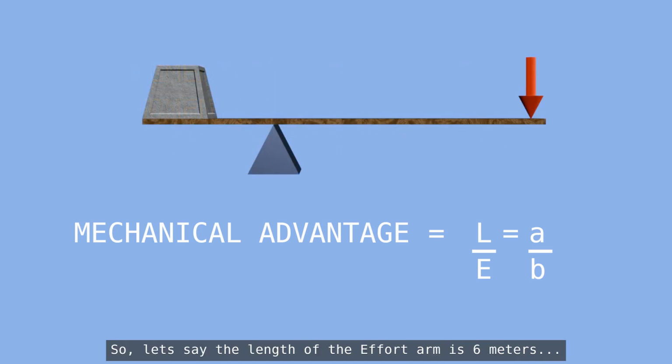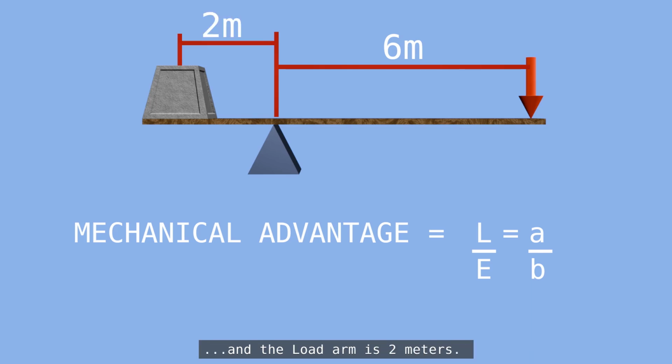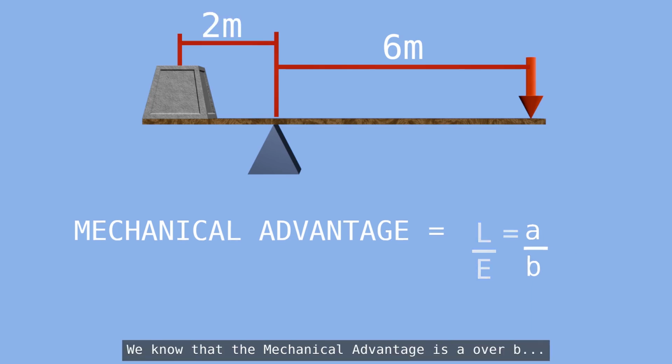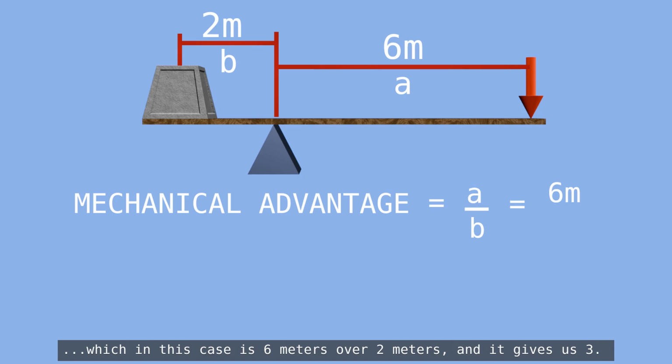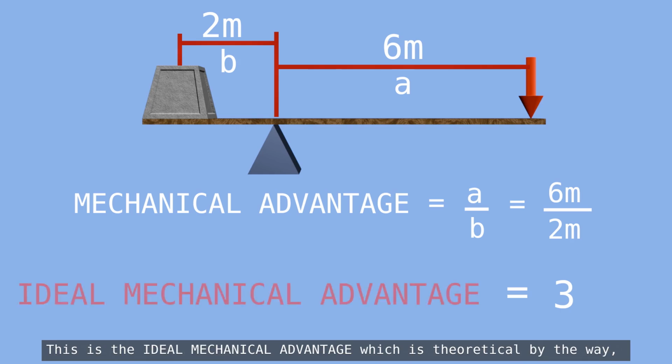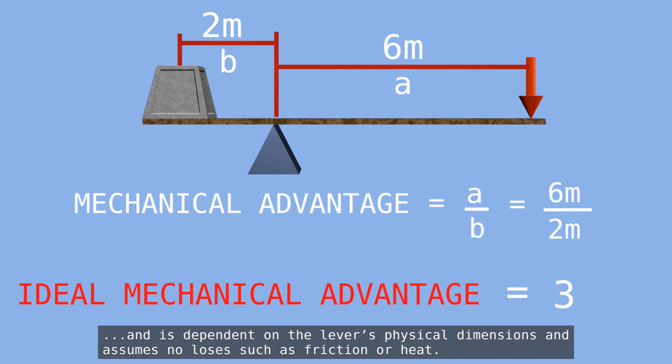So, let's say the length of the effort arm is 6 meters and the load arm is 2 meters. We know that the mechanical advantage is A over B, which in this case is 6 meters over 2 meters. And it gives us 3. This is the ideal mechanical advantage, which is theoretical by the way, and is dependent on the lever's physical dimensions and assumes no losses such as friction or heat.